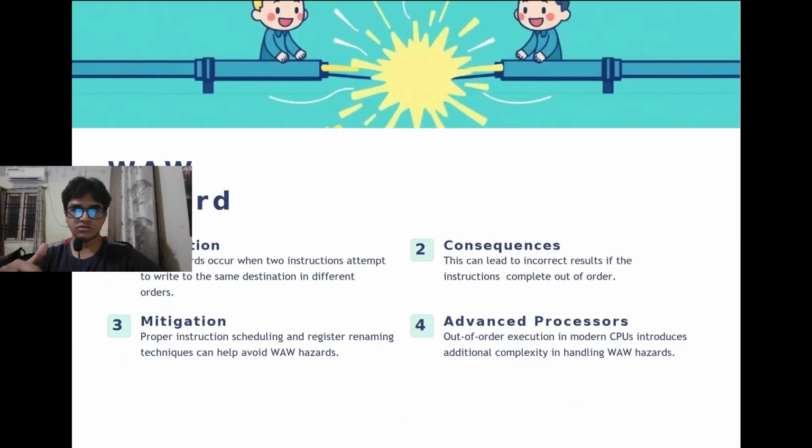WAW hazard. A later instruction writes to a location another instruction is still writing to. This can lead to incorrect results if the instructions are completed out of order. Proper instruction scheduling and register renaming techniques can help avoid WAW hazards.